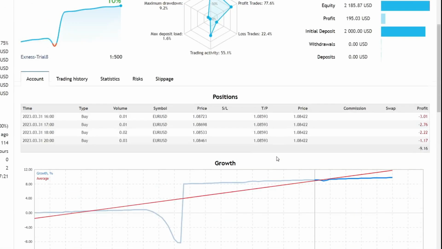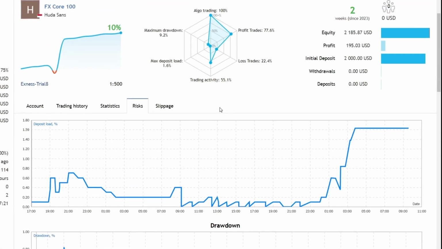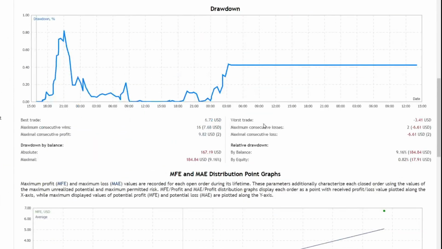Detailed drawdown information: the 9.2% drawdown is nominally around $184.84. You should not use the H1 time frame with a nominal deposit account below $184, otherwise you will get a margin call.